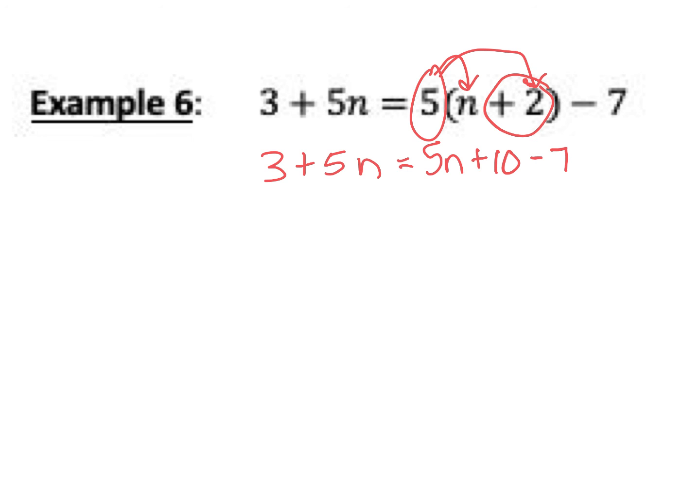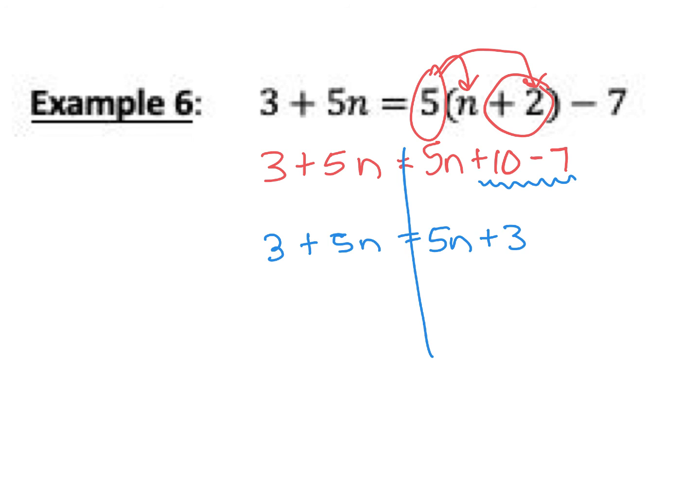All right, let's keep on moving. So what can we do? Oh, we can combine these two together. Combine like terms, right? Remember that part? So we're going to have 5n, and 10 minus 7 is 3. We still have 3 plus 5n. Notice how both sides are exactly the same. So I'm going to think that this is all real numbers, but let's keep on going to make sure.